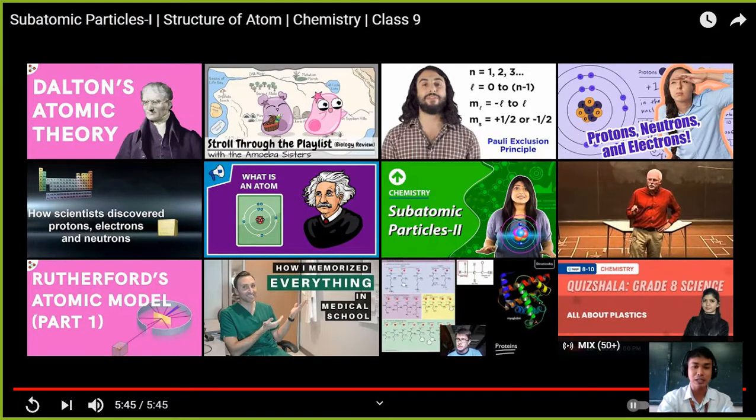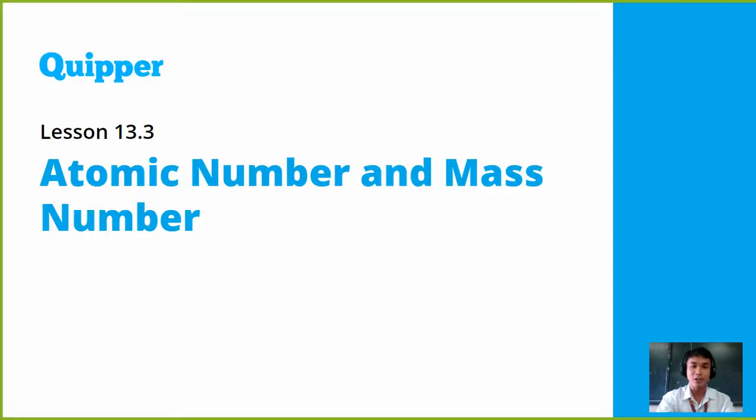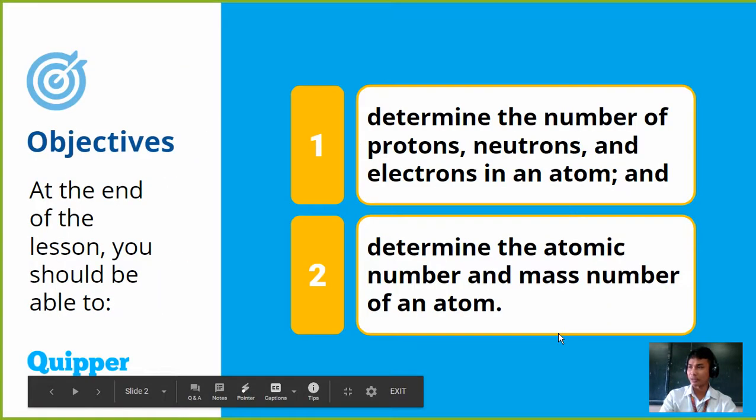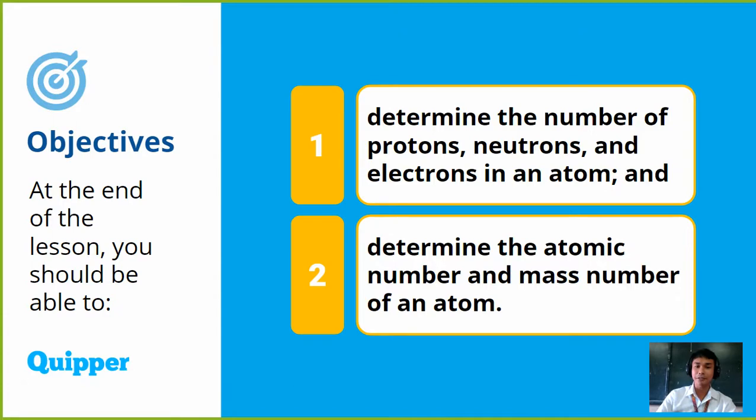Okay, so let's proceed with the presentation then. In this particular section, we'll talk about atomic number and mass number. The prerequisite topic is your understanding about subatomic particles, which are the proton, electron, and neutron. So your objectives are, number 1, determine the number of protons.